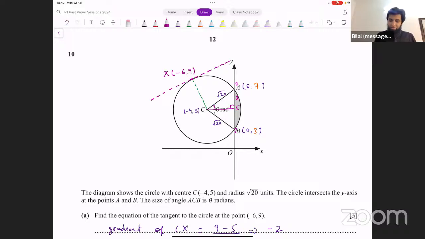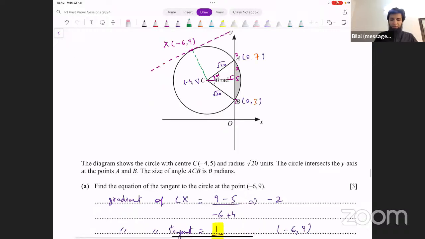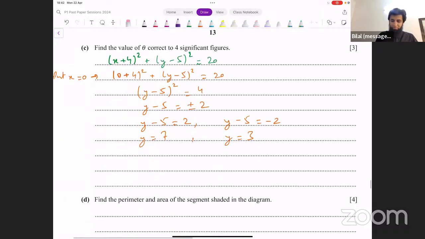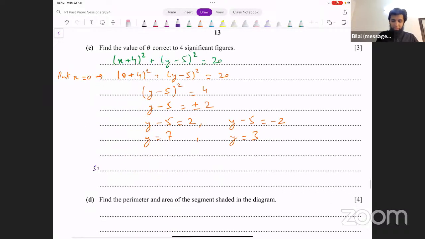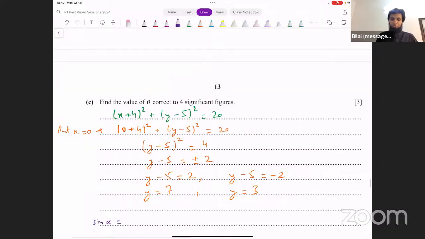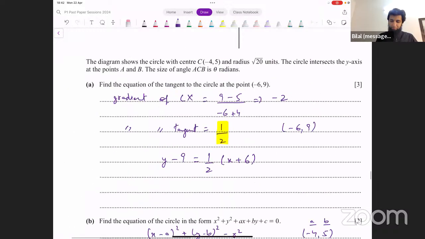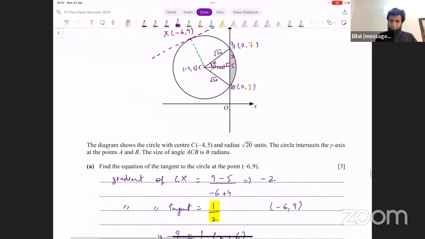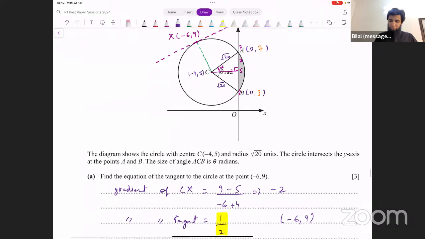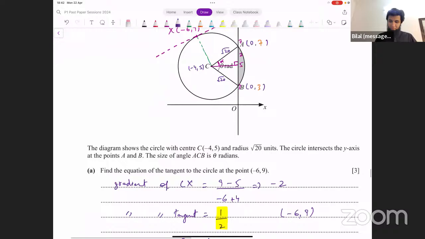We can find this angle. Let's call this angle alpha. How do you find this angle? You can use sine for this. 2 is perpendicular. Under root 20 is hypotenuse. Let's use sine and see what we get from that. Sine of alpha equals 2 over under root 20.